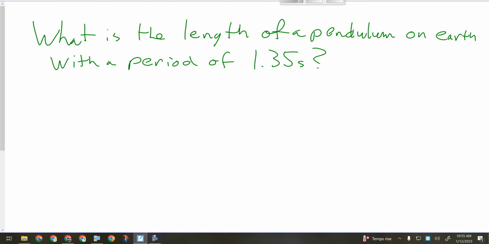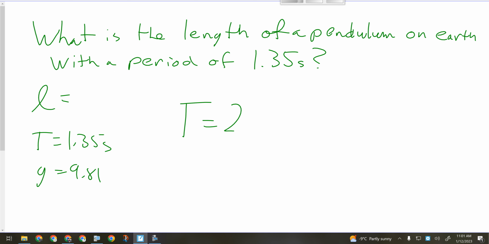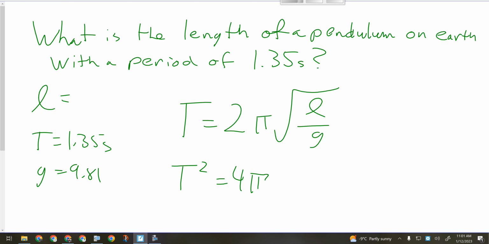Okay, there would be a pendulum question. So we're just looking for length. Okay, so we're looking for L. We know the period is 1.35 seconds, and we know that because we're on Earth, it's 9.81 for g. So T equals 2 pi times the square root of L over g. I'm looking for something that's under the root, so I have to square everything before I can start manipulating. So T squared equals 4 pi squared times L over g. Then I multiply both sides by g and divide both sides by 4 pi squared.